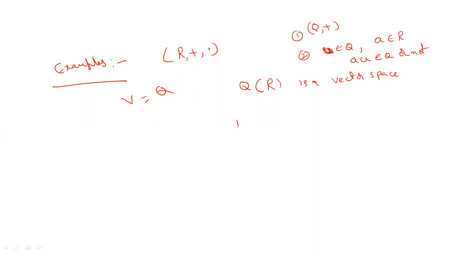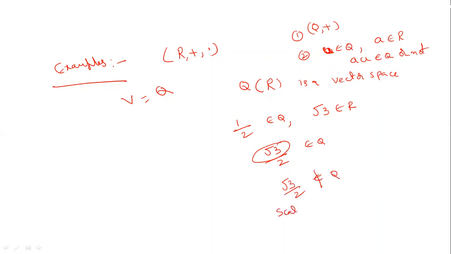For example, I will take some half in Q, root 3 in R. My question is, does root 3 by 2 belong to Q? No, root 3 is not a rational number. Root 3 by 2 does not belong to Q. That means scalar multiplication is not closed. Therefore, it is not a vector space.